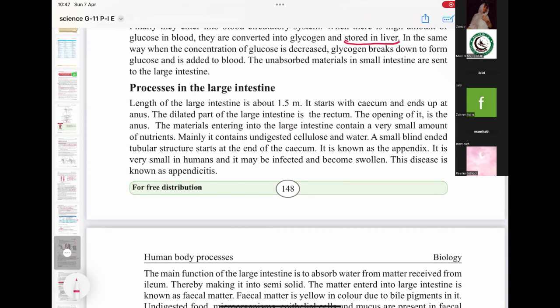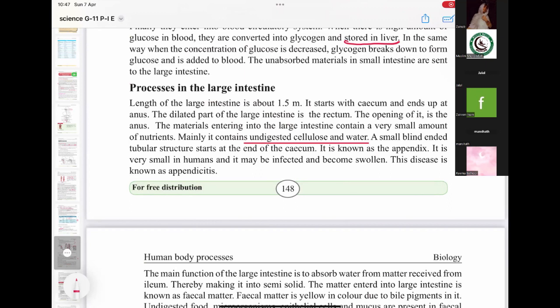So everything we have not digested will be in the large intestine, and the water will be reabsorbed into our body. So it will contain mainly undigested cellulose and water, because we don't digest cellulose, right? You might have studied in grade 10 unit 1, cellulose is a polysaccharide that won't be digested by the human body. Why? Because we don't have the specific enzyme for cellulose.